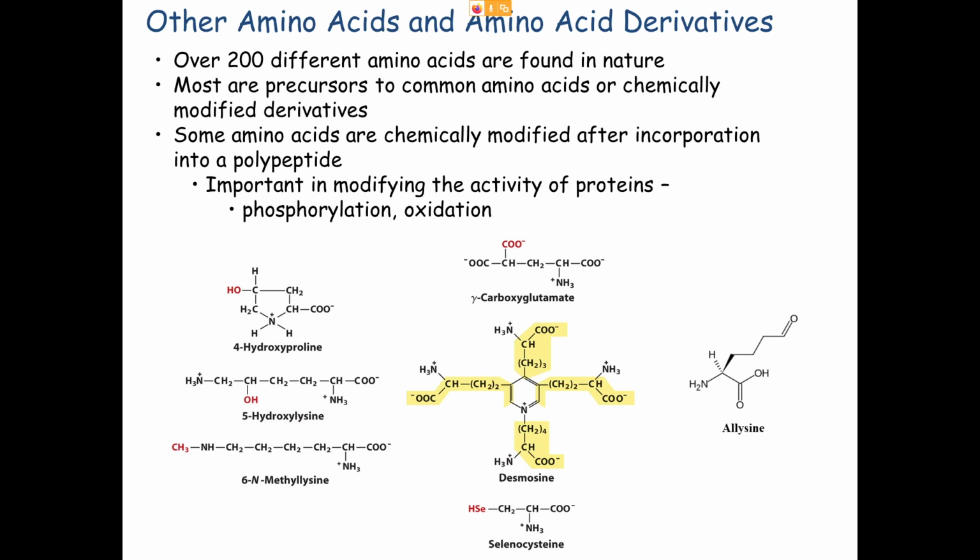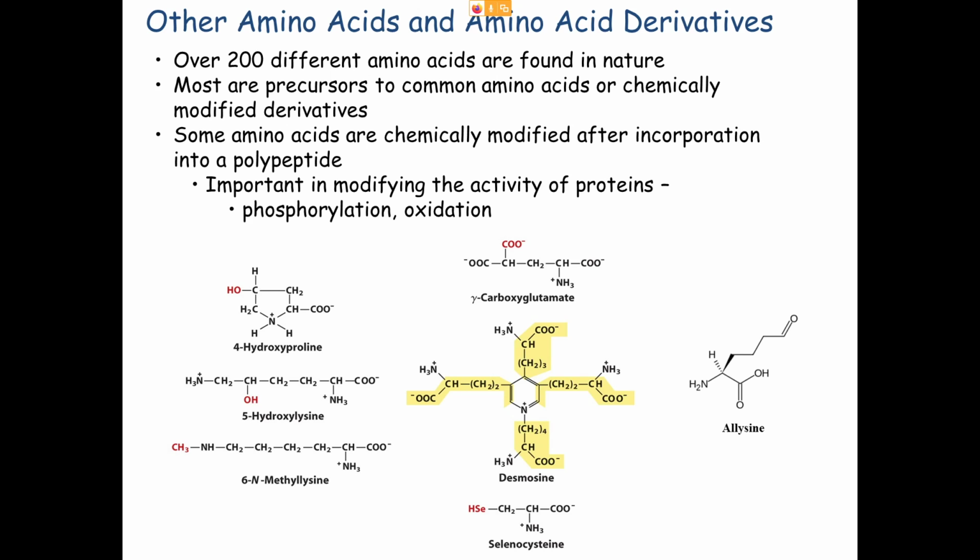So another modification. At the top center, we have a carboxyglutamate. So we've taken an already acidic R group, a glutamate's R group, and added yet another carboxyl group. So this might make it much more soluble in water. It's going to make it much more interactive with things. I can connect things. It's branched now, right?